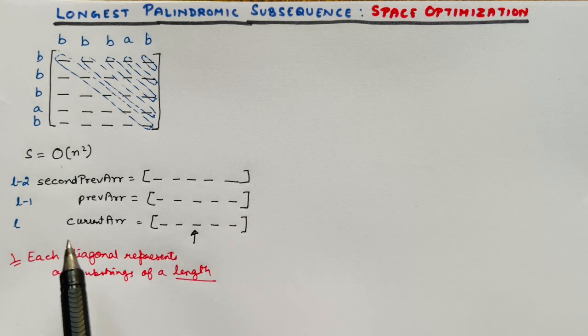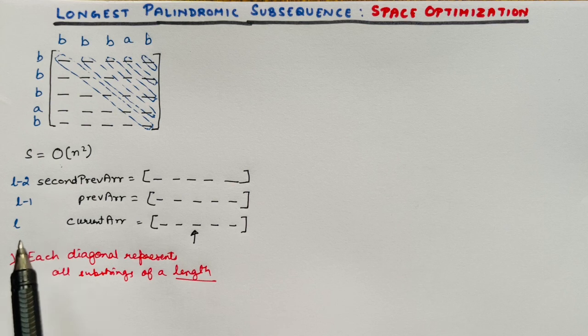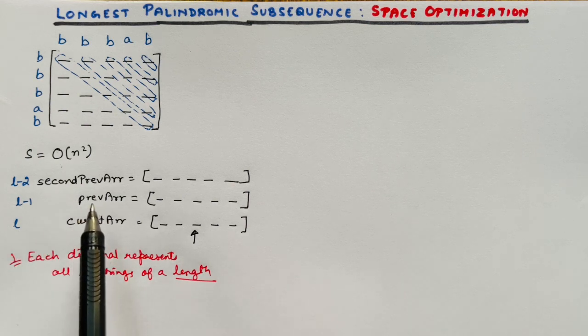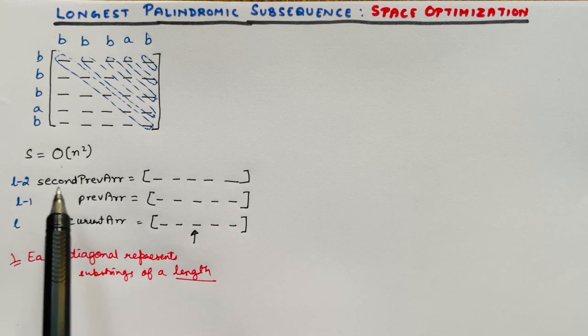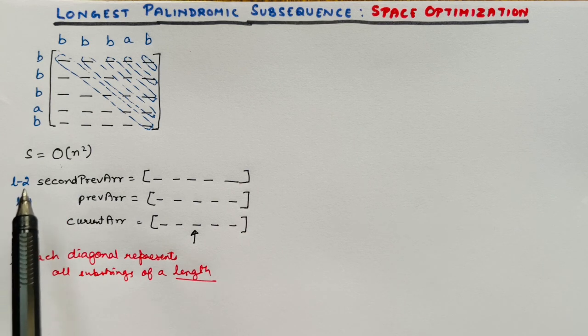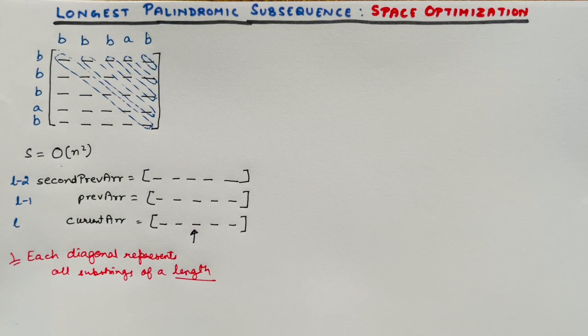So if we are currently filling the substring of a particular length L, then this array will hold the answers for substrings of length L minus 1, and this array will hold the answers for substrings of length L minus 2. Now let us try to see what every element of this array represents.